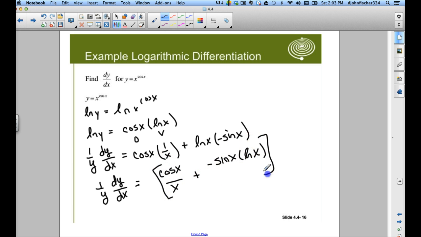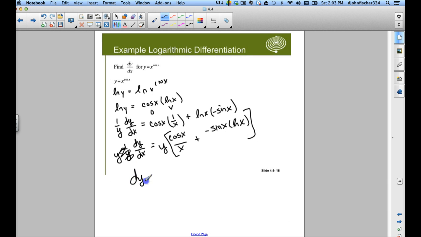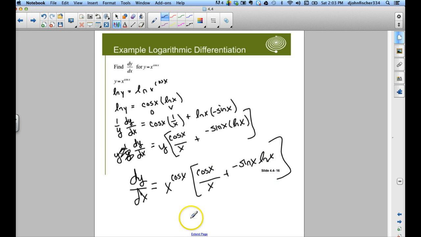Now what we're going to do is take the whole thing there and multiply both sides by y to get dy by itself. That'll cancel off. So now we get dy/dx is equal to y. Y is x^(cos x), so x^(cos x) times cosine x over x plus negative sine of x natural log of x. Nasty derivative, but it does work out as we go.